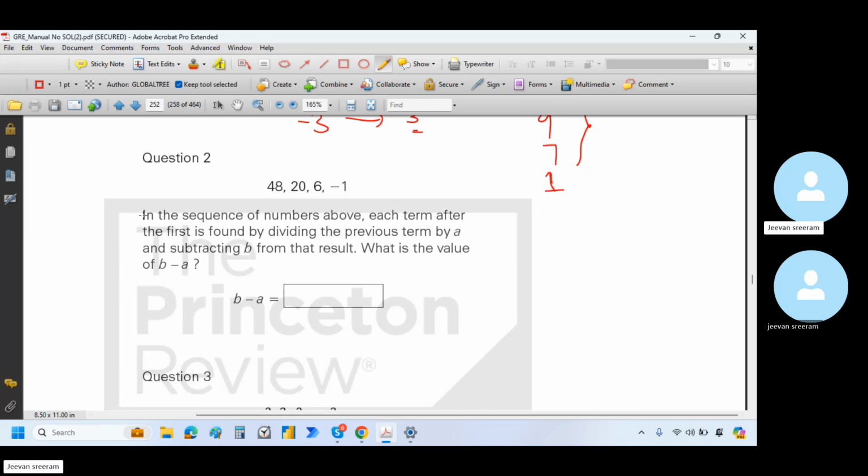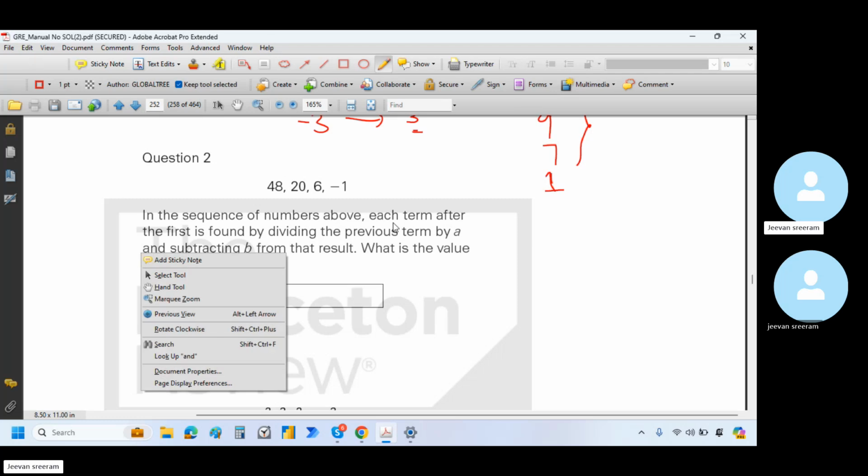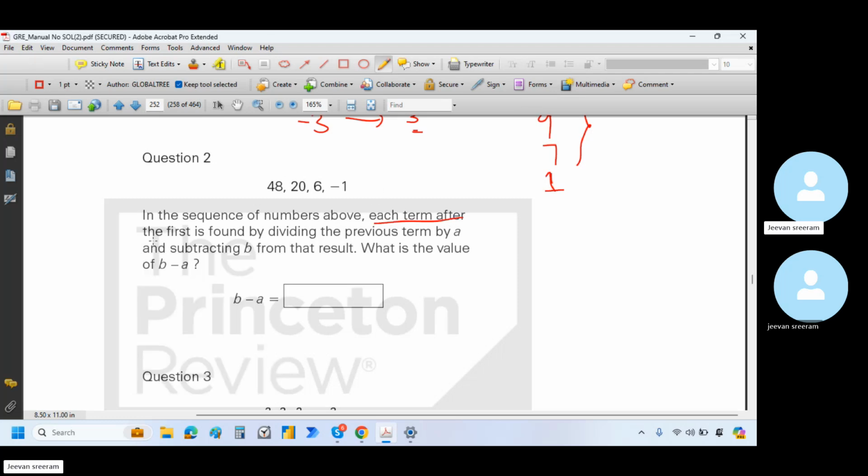How about this? In the sequence of numbers above, each term after the first is found by dividing the previous term, and subtracting b from the result. These sort of questions are going to be difficult in your real GRE. You will always find this phrase, each term after the first.